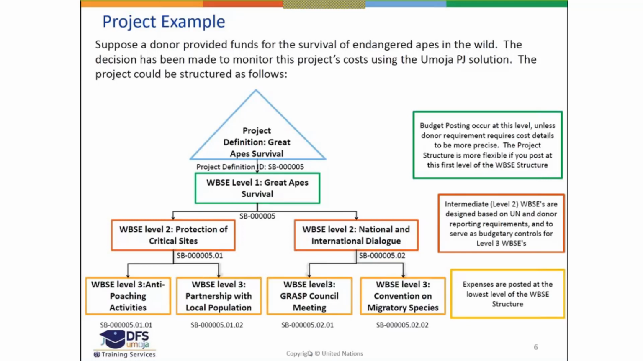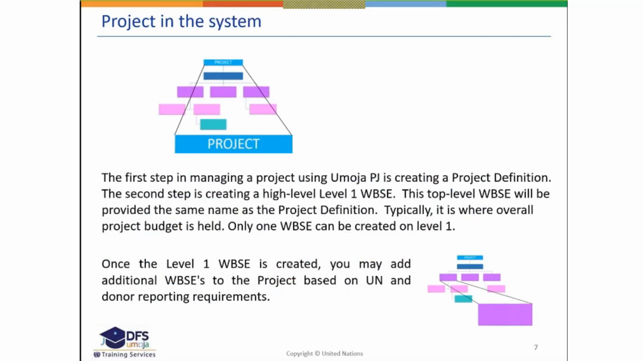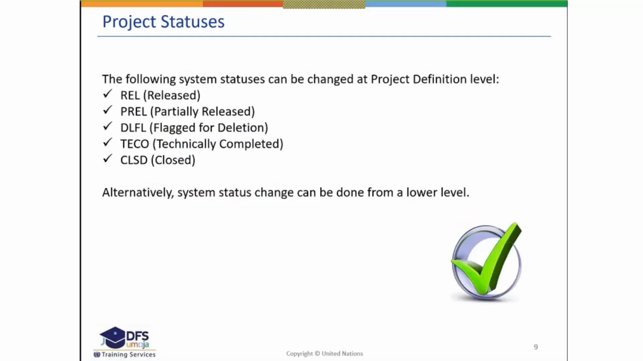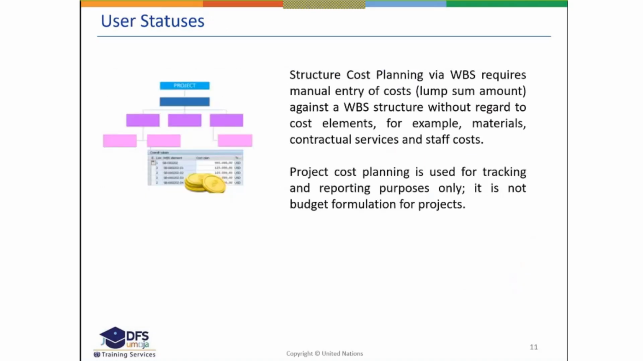And you will receive this presentation. These are the main things that you have to take into consideration when you are creating a project in the system, but we are going to see it right now. And then the different statuses of a project, and how to create a cost plan. We are going to do it as well in the system.